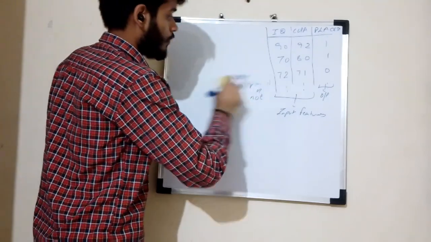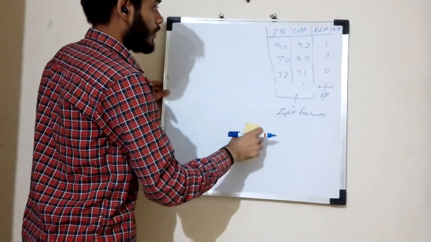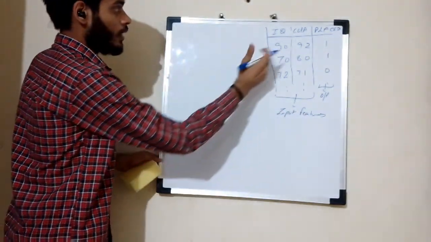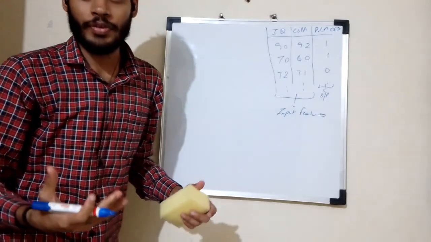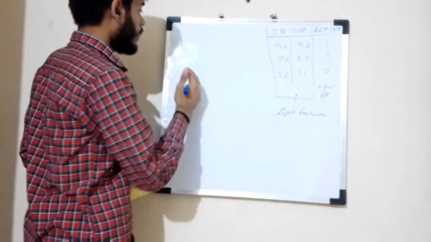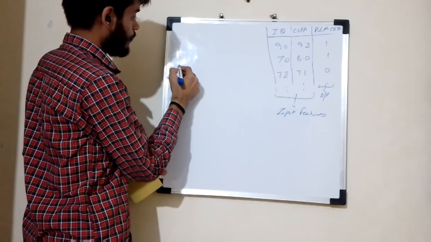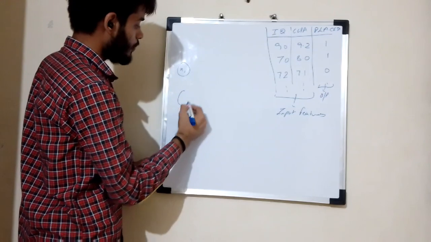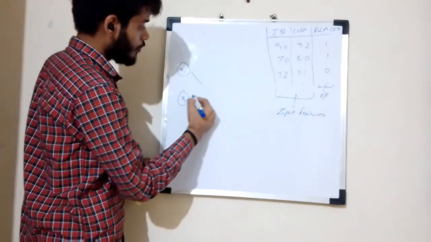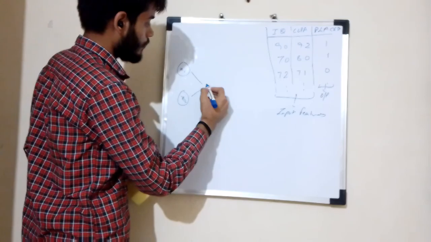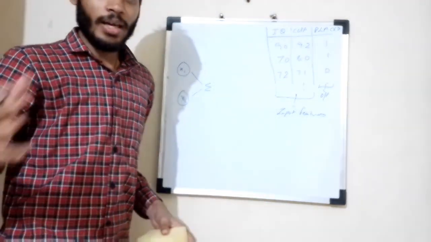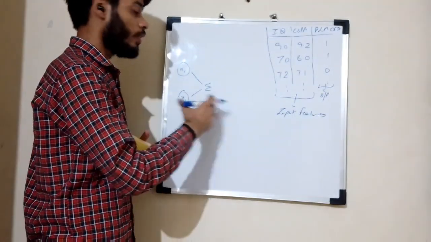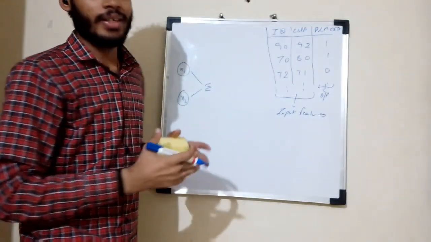Let me create a neural network for this. We have two input features, IQ and CGPA. We can have n number of input features, based on your data set. Suppose the input feature IQ is x1, and this CGPA is x2. In my earlier video, I talked about what a perceptron is, and how we calculate the output.